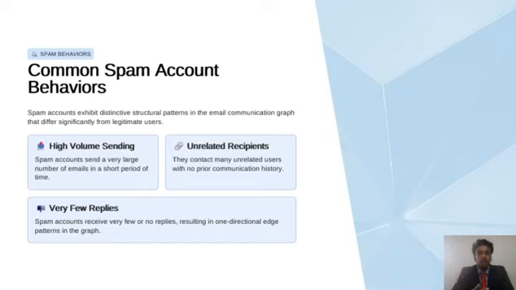Unlike normal users who communicate with known contacts, spam accounts send messages to random users. A third pattern is very few replies. Most people ignore spam emails, so these accounts receive very few responses. Because of these patterns, the communication graph of a spam account looks very different from the normal user.